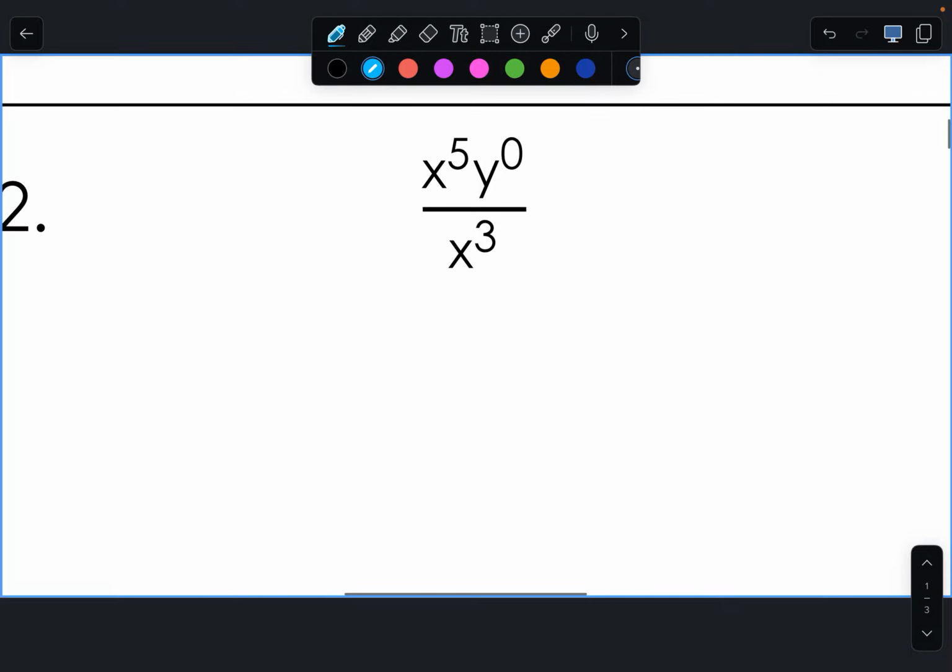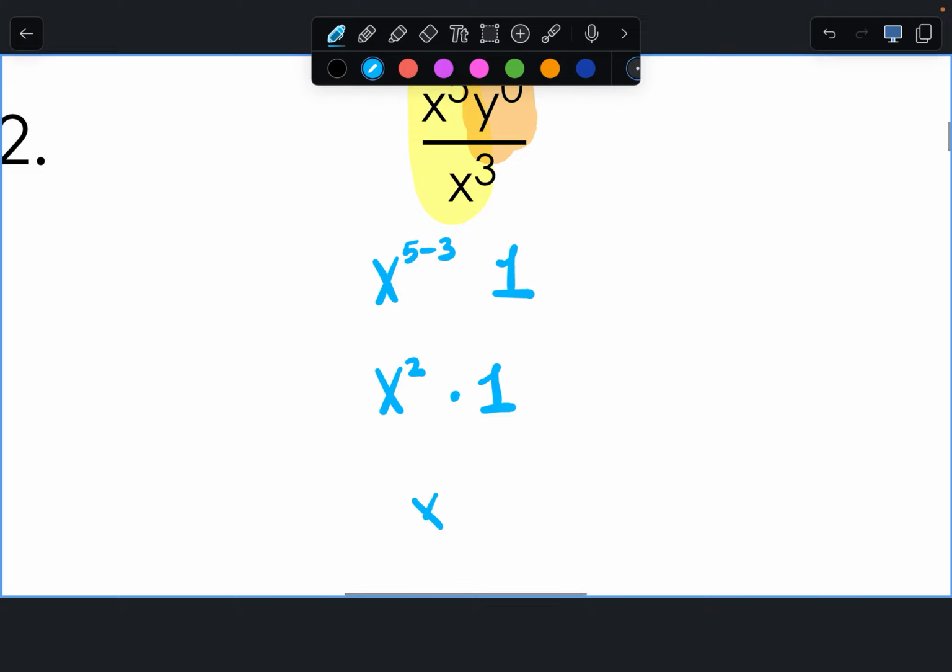Number 2. Only one of these has a 0. So we still have to group. We're going to group our x's. When we group our x's, what do we do? 5 minus 3, subtract, which is 2. And then the y to the power of 0 is 1. But x squared times 1 is just x squared. Anything times 1 is itself.